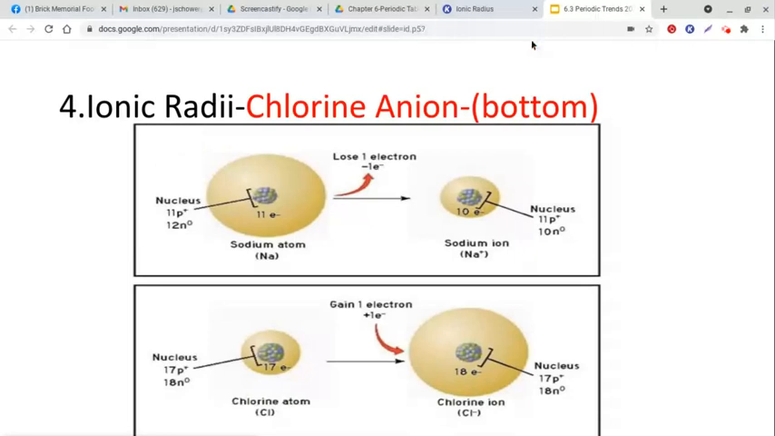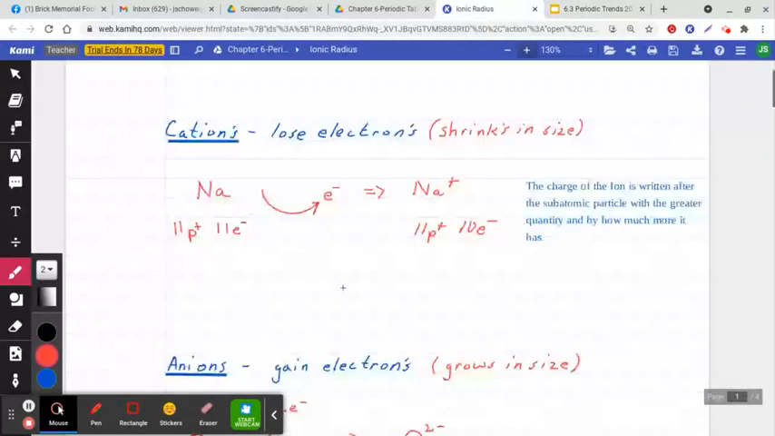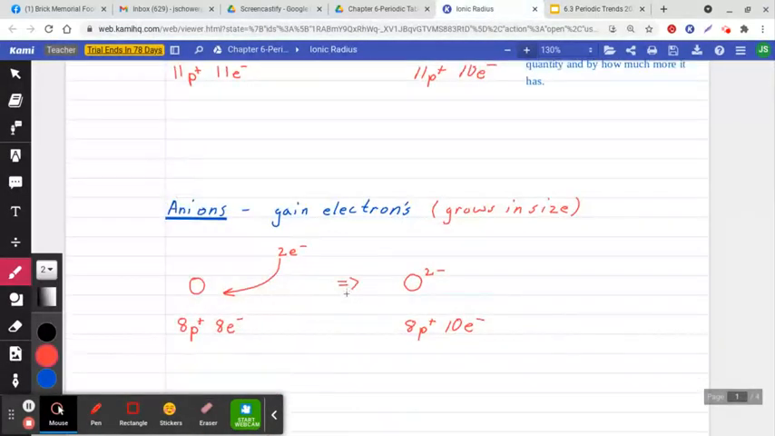So let's take a look at the drawing I chose here for oxygen. Oxygen starts out with 8 protons, 8 electrons. Now, when 2 electrons come in, the number of electrons grows from 8 to 10. Therefore, we show with the sign that there's 2 extra electrons. Okay? So this is the sign that oxygen has gained those 2 electrons.